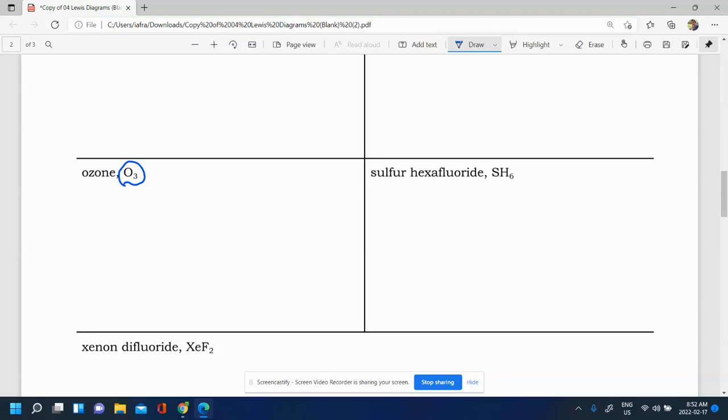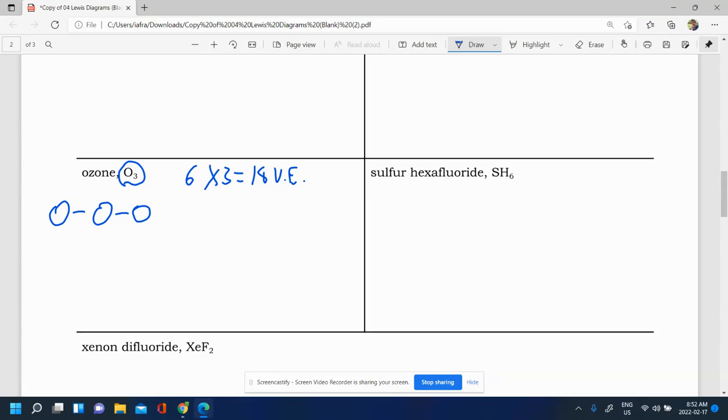We're going to follow the same process that we typically do. We're going to do our valence electrons. Oxygen is group 16, so 6 valence electrons, but there's 3 oxygens, so that's 18 valence electrons to place. It's pretty easy to come up with a central atom because they're all the same atoms in this case. So we're just going to put O, O, and O, and connect them together with single bonds.